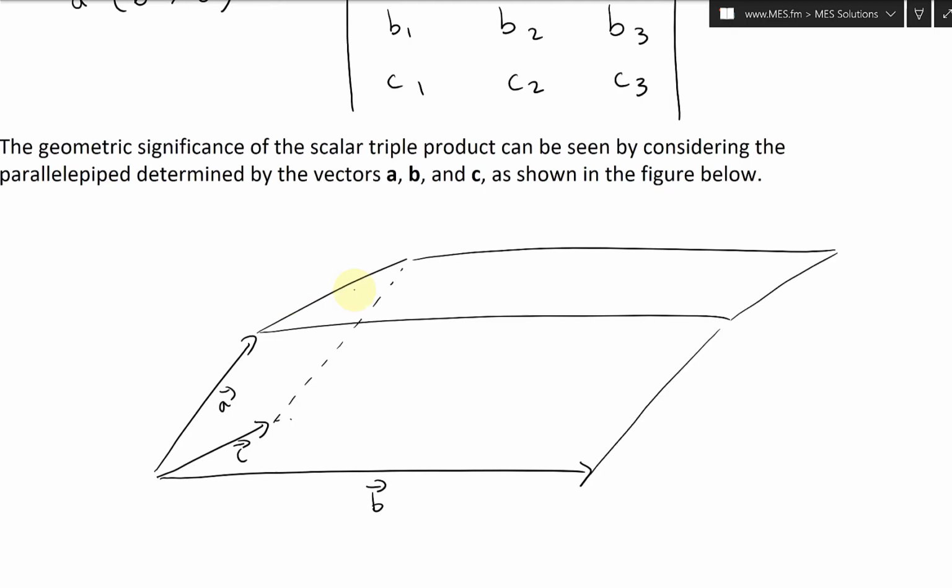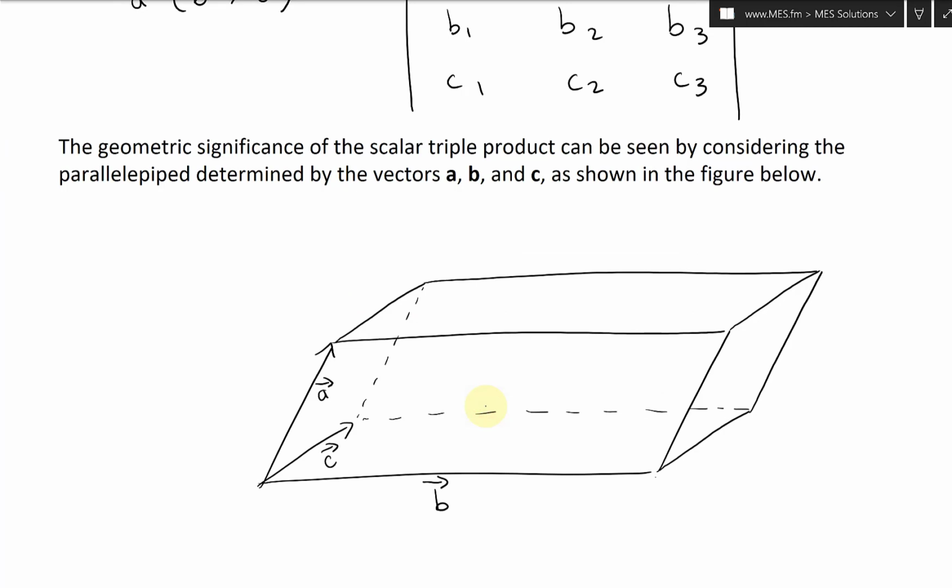Alright, let's now draw the inside like this. It's going to go something like this. And then this goes up like that. Alright, here I just quickly fixed up this parallelepiped. So it looks something like that.